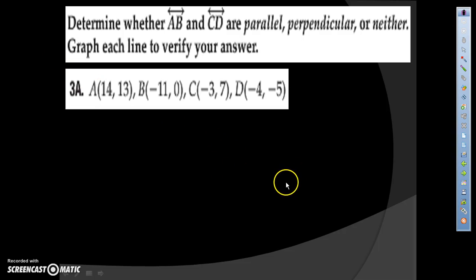Okay, it says determine whether line AB and line CD are parallel, perpendicular, or neither. So the way that I'm going to go about this is I'm going to graph these lines, find their slopes, and then compare them to one another. Okay, so I have 4 points that I need to plot, and then draw my lines, find the slopes, and compare them. Okay, so you probably would want to do this on some graph paper.